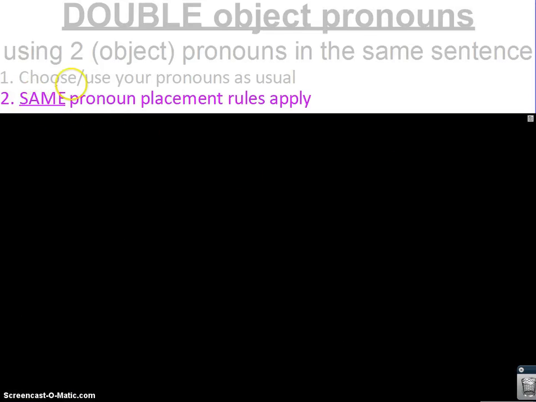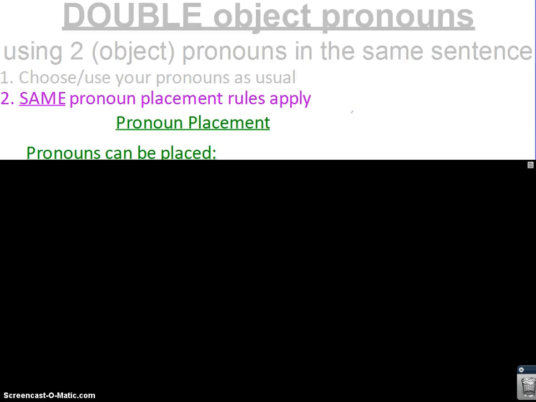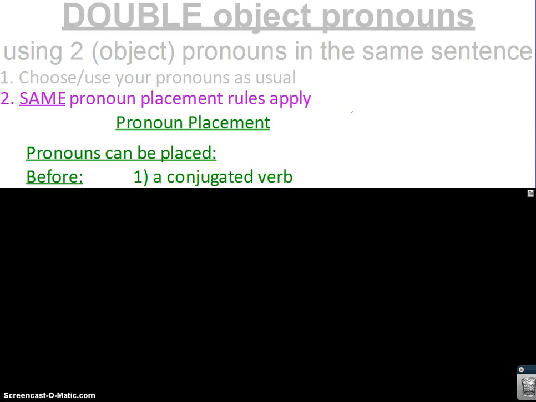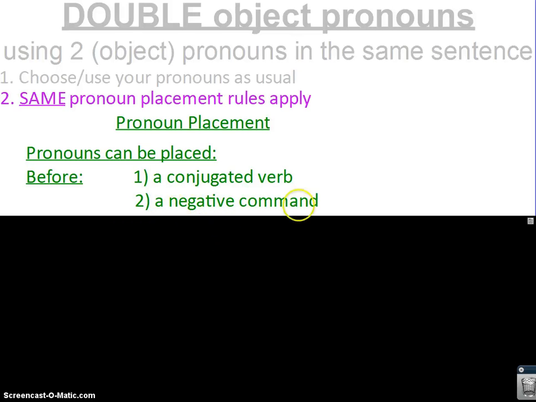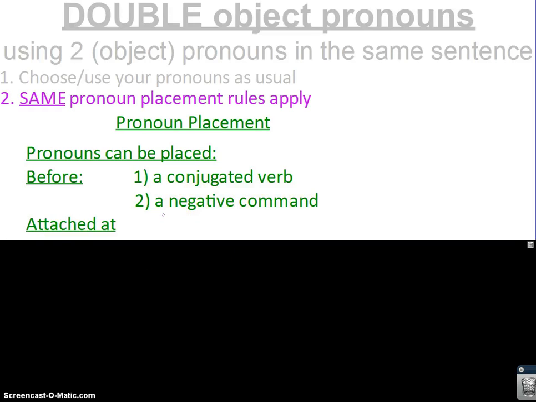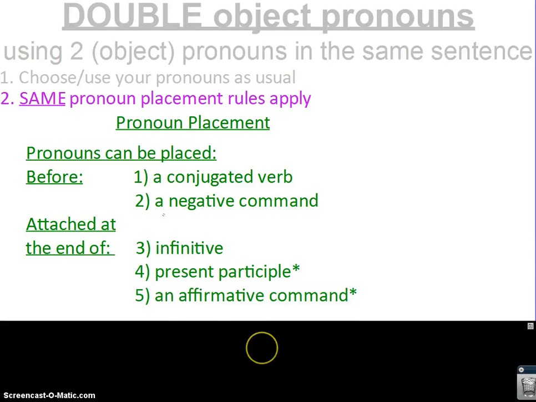is same pronoun placement rules apply. What are your pronoun placement rules? Well, we're going to write them down right here, and you already know them, but pronoun placement. Pronouns can be placed, 1, before a conjugated verb, 2, before a negative command. Remember, we haven't really talked about commands yet, but we'll get to them in 2b. Or you can attach them at the end of an infinitive, present participle, or an affirmative command. It all depends on what type of verb you're using in your sentence.